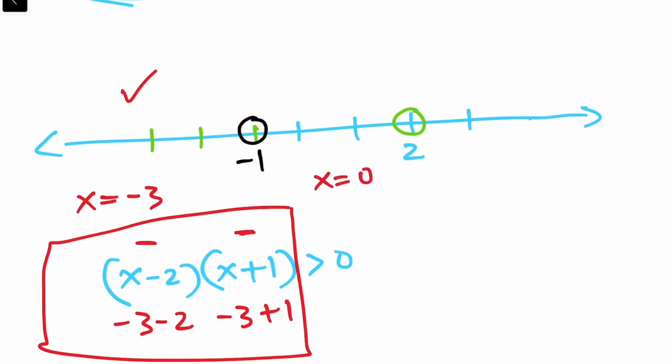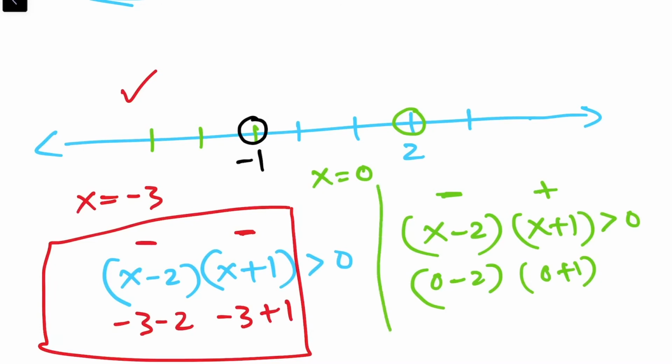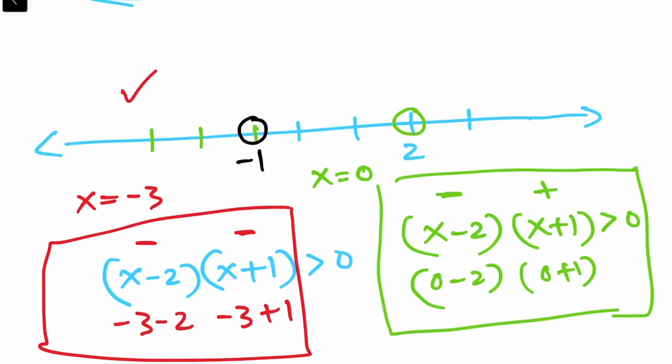All right, let's take a look at the middle section. I am going to choose a number like x equal to 0 because 0 is much easier to work with. I'm going to use a different color. X equal to 0. I have x minus 2, x plus 1 greater than 0. So if x is equal to 0, 0 minus 2, the sign will be negative. 0 plus 1, the sign will be positive. So negative times positive will be negative. And negative numbers are not bigger than 0. So the middle part cannot be part of the solution.